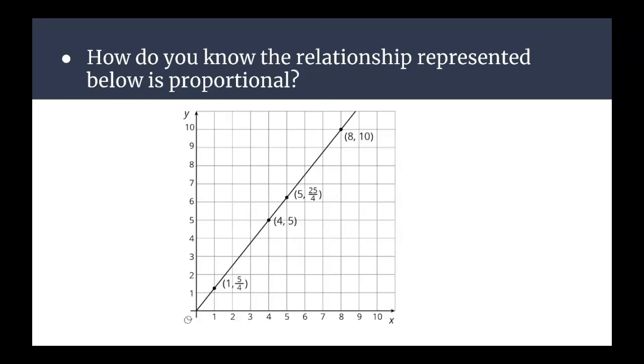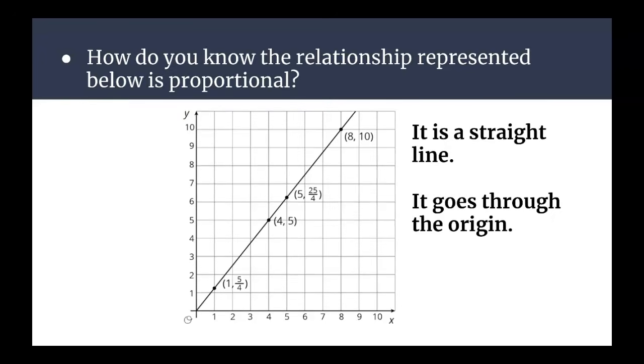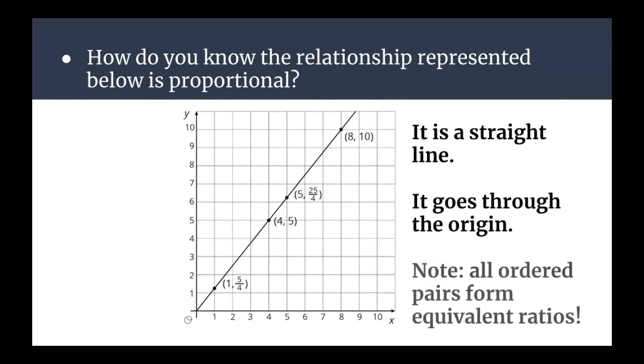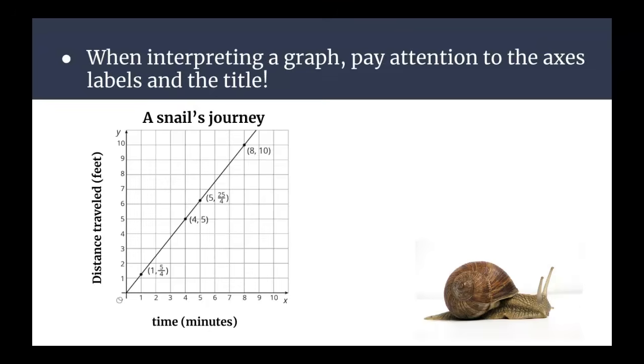Let's review a little bit. How would you know that the relationship represented by the graph below is proportional? I hope you said that you're going to know because it's a straight line, and also it goes through the origin. I want you to note that every single ordered pair on this graph forms equivalent ratios.